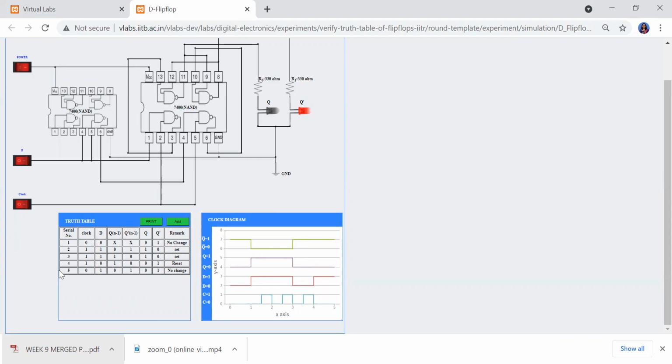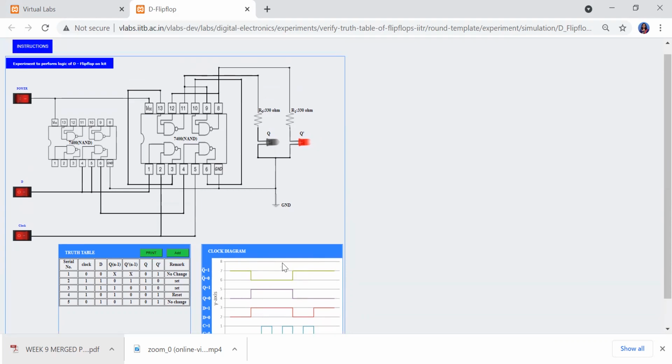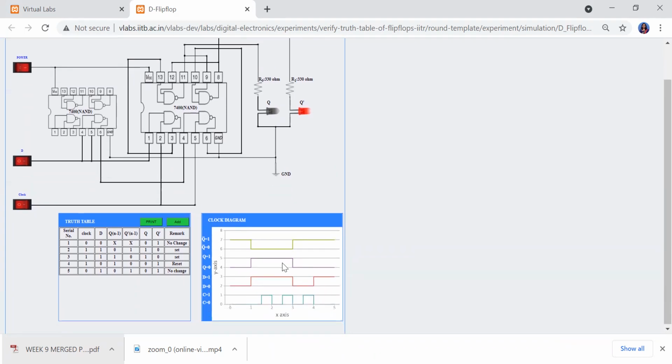The waveforms corresponding to input D, clock signal, and outputs Q and Q complement, we can see in the clock diagram. So this is about the truth table verification of D flip-flop along with its clock diagram.